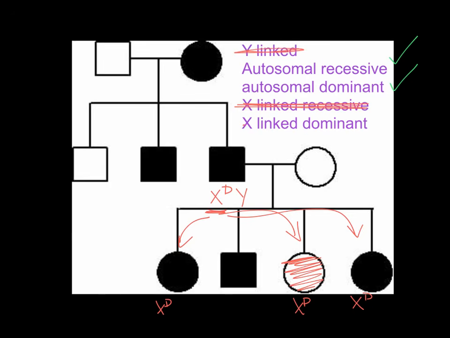Now, because we've gone through our entire list, we can definitively say that this pedigree could result from autosomal recessive or autosomal dominant inheritance, and we would need further evidence from this family to be able to choose between those two options.